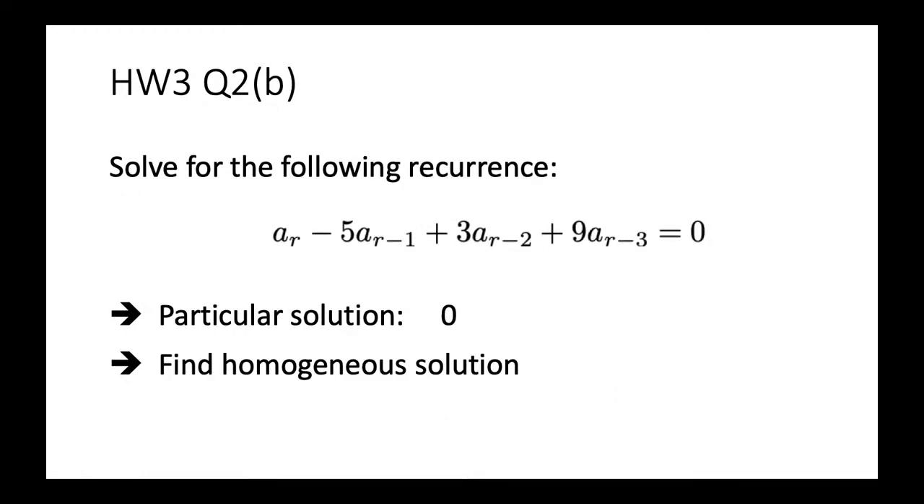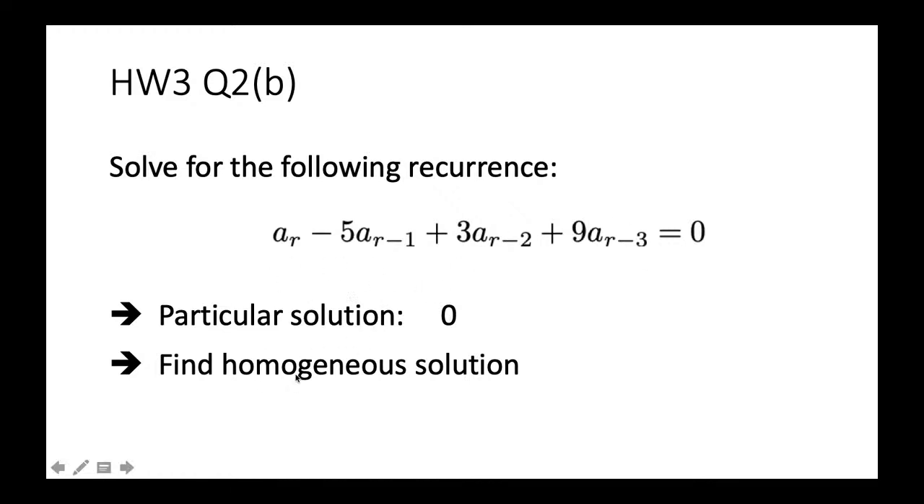Now let's do another exercise. This time we have a_r minus 5a_{r-1} plus 3a_{r-2} plus 9a_{r-3} is equal to 0. Something that is super nice here is that we can immediately tell 0 is a particular solution. So we write down 0 for the particular solution.